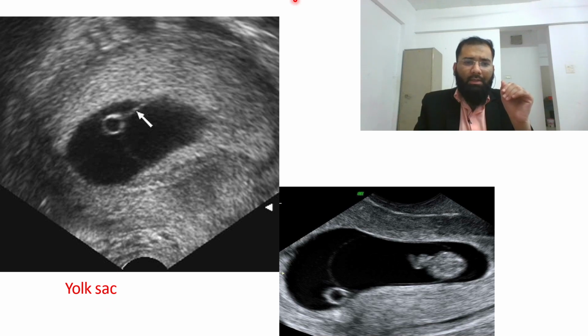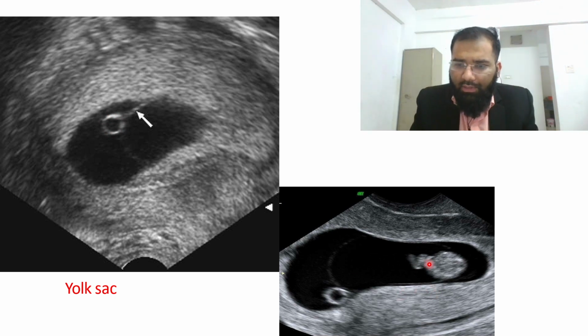Now look at this. Again, this is the G-sac, and in the G-sac, this structure is the yolk sac. Look again how beautiful this is: the G-sac, the yolk sac. You're also able to see the fetal pole here.